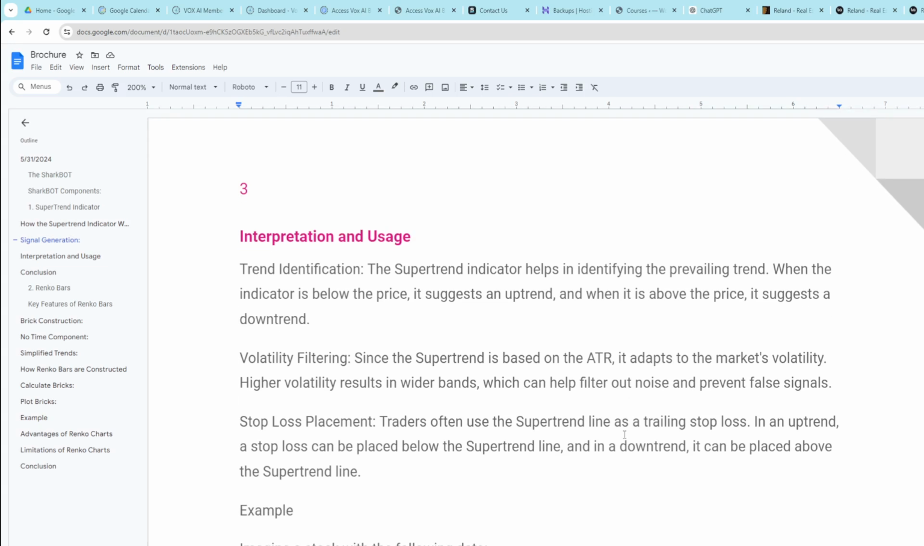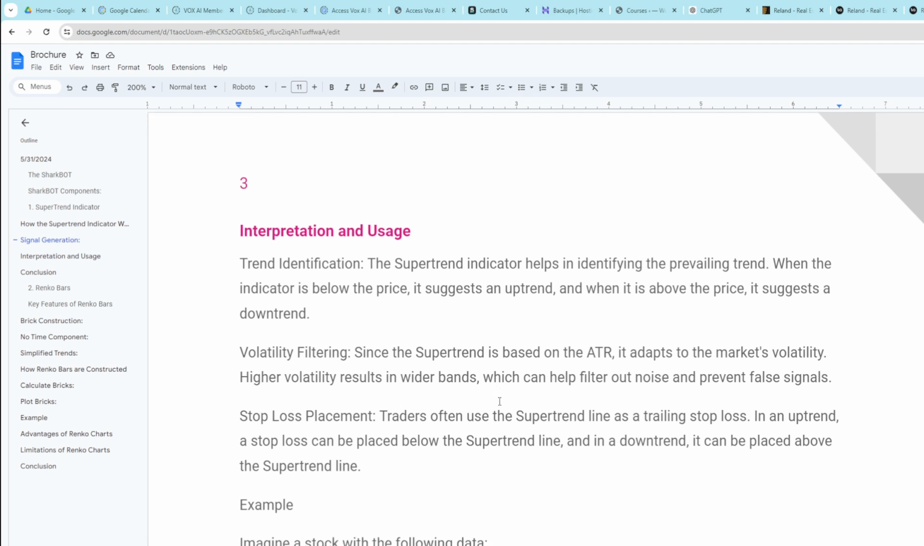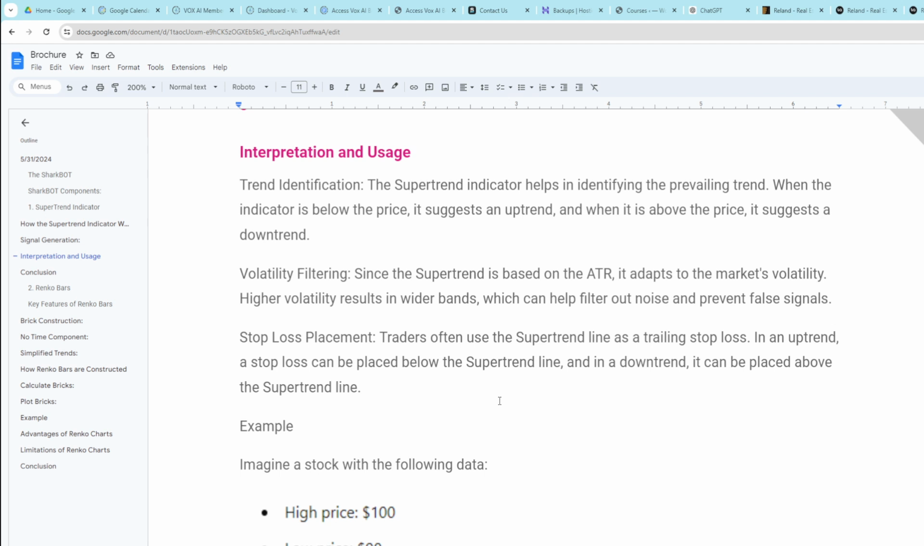Interpretation and usage. Trend identification: the super trend indicator helps to identify the prevailing trend. When the indicator is below the price, it suggests an uptrend. When it is above the price, it suggests a downtrend. Volatility filter: since the super trend is based on ATR, it adapts to the market volatility. Higher volatility results in wider bands, which can help filter out the noise and prevent false signals.